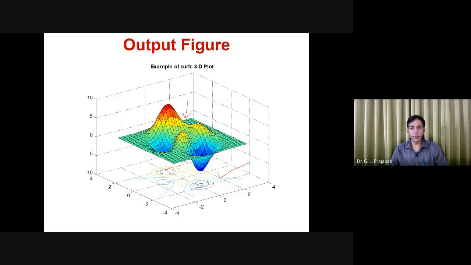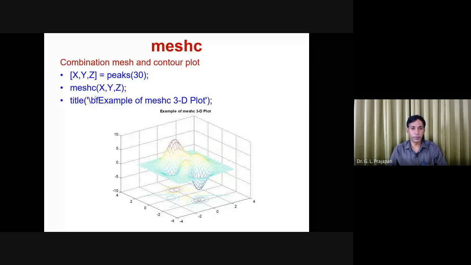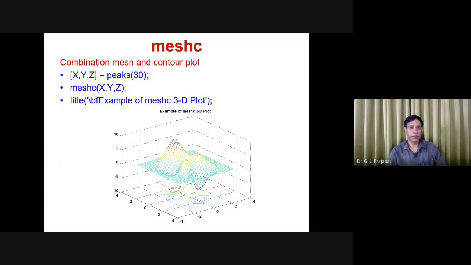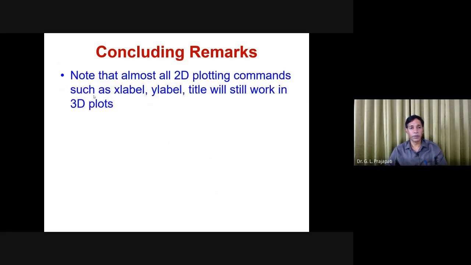Sometimes you may be interested in combining both surf and contour, so you can do it like this. Only for combining, you just add the letter c, surf and c. That's it. Now meshc also you can do, like meshc of X, Y, Z without filling the grid. You can have mesh and c. You can also combine, so you can have surfc and meshc. This is the meshc. So we are now in conclusion.